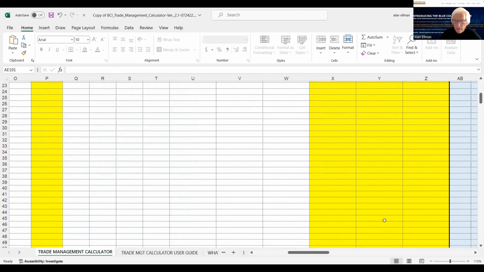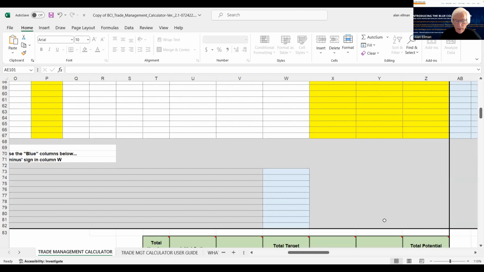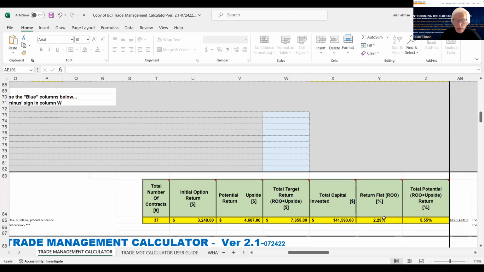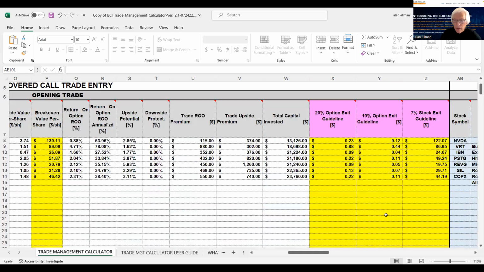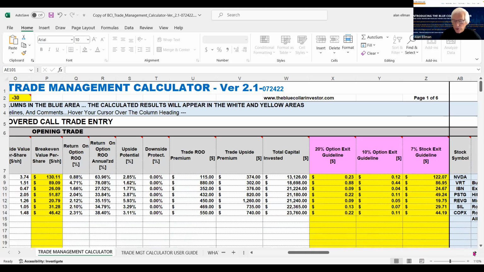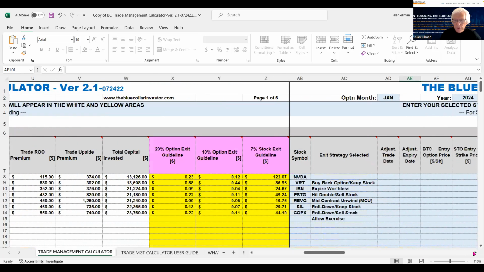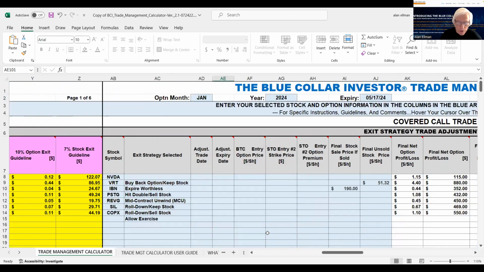Now, if we scroll down a little bit, not only will you get your results per trade, but you'll get your total portfolio initial results in these green cells down at the bottom. Now, the middle third, as we scroll further along here, gives us an opportunity. There's no other spreadsheet that has this for exit strategies. There are over 20 exit strategies inherent in the spreadsheet for covered call writing and cash secured puts.